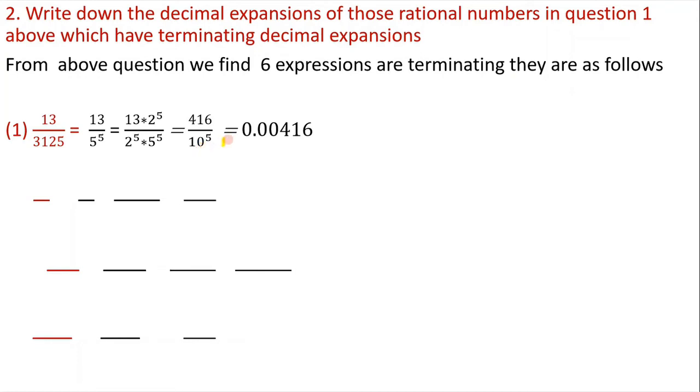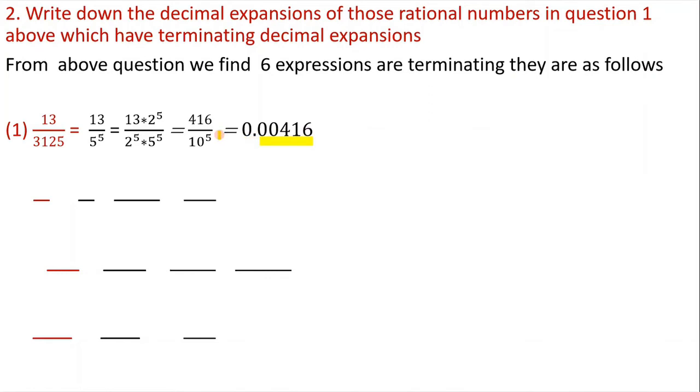So we want to make it as 0.00416. Here there is a note that whatever the power of 10 in the denominator, it indicates the digits after the decimal point in the numerator. See here 10 power 5, so it indicates 1, 2, 3, 4, 5 digits after the decimal point in the numerator.